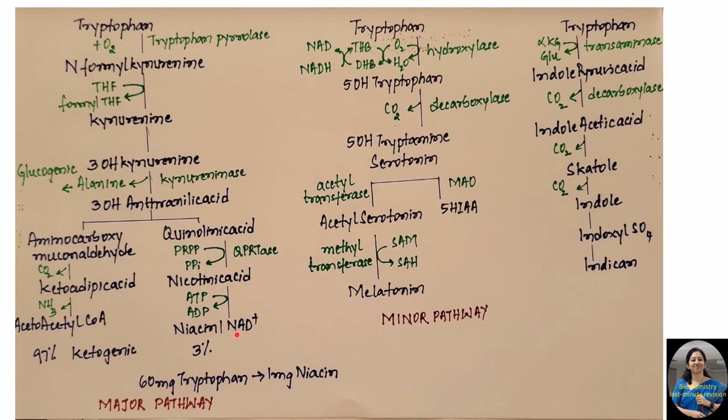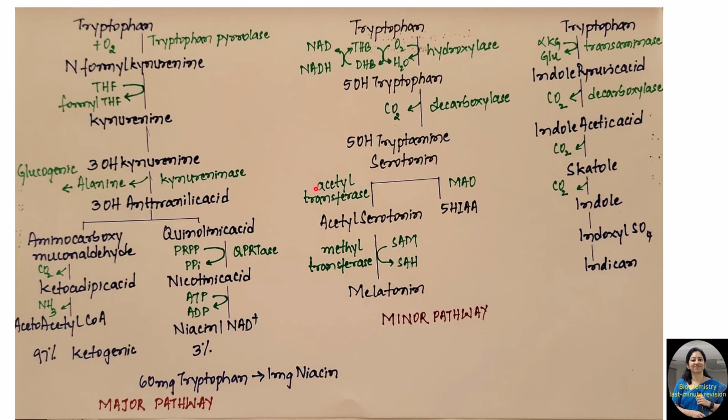Active forms of niacin include NAD and NADP. From 60 milligrams of tryptophan, 1 milligram of niacin is synthesized, and this is the major pathway. In the minor pathway, tryptophan is acted upon by hydroxylase enzyme, which requires tetrahydrobiopterin as coenzyme, to form 5-hydroxytryptophan. This undergoes decarboxylation to form 5-hydroxytryptamine, or serotonin.